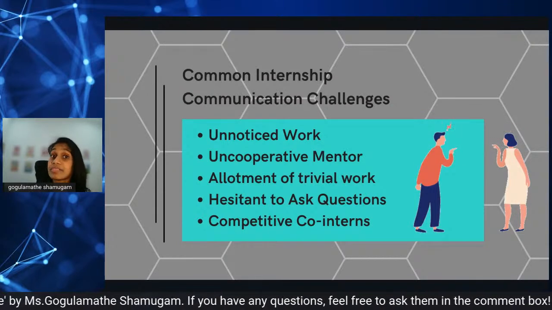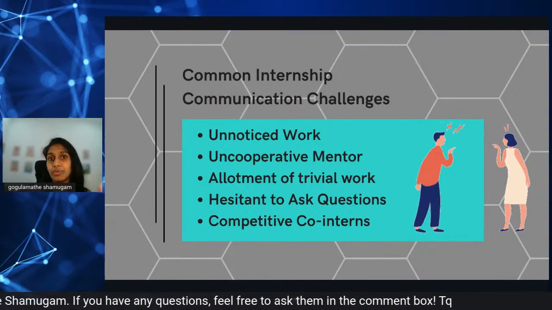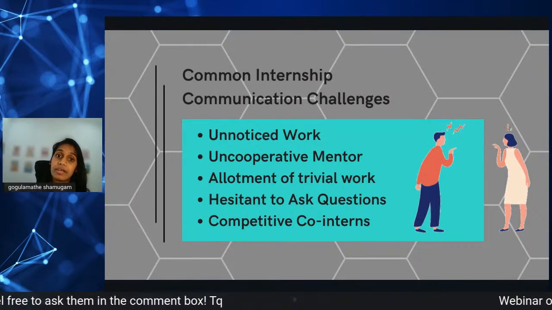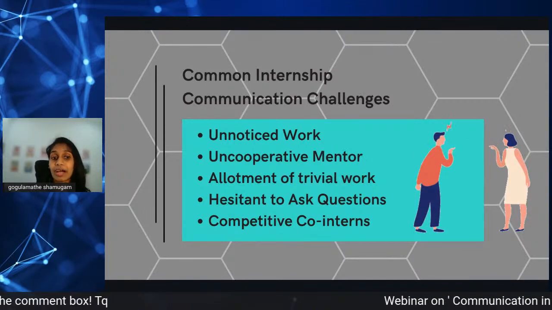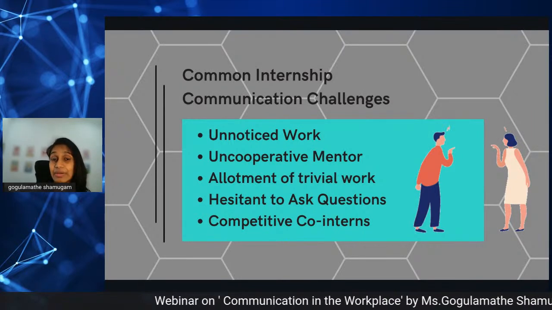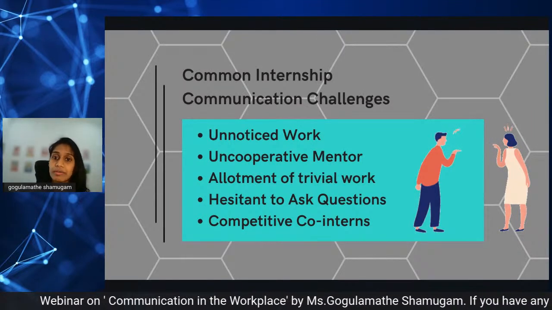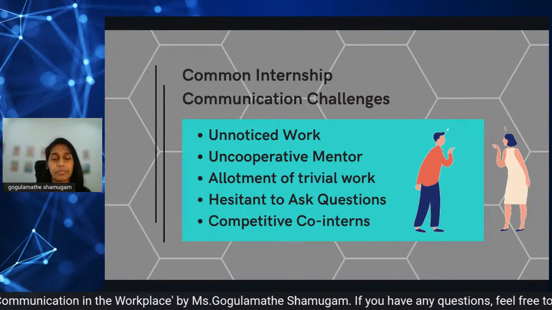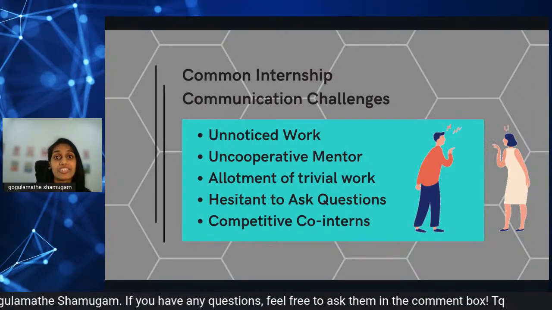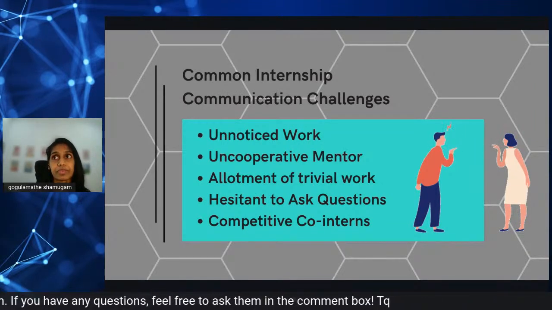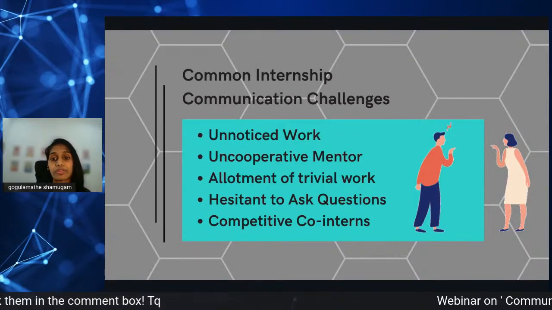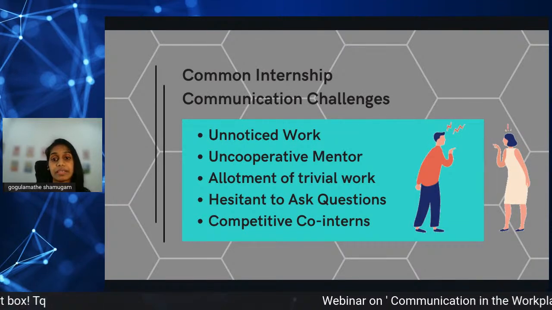Uncooperative mentor. This is something. If you are lucky enough, you will end up with a good mentor who is there to help you out throughout your internship period. But if you do end up with an uncooperative mentor, which you might, right? Some of my students did come to me and they will say, my mentor is not guiding me well, miss, right? It's okay, right? How much you are learning during your internship period largely depends on how you are building the connection, not only with the mentor, but with the people around the company, right?